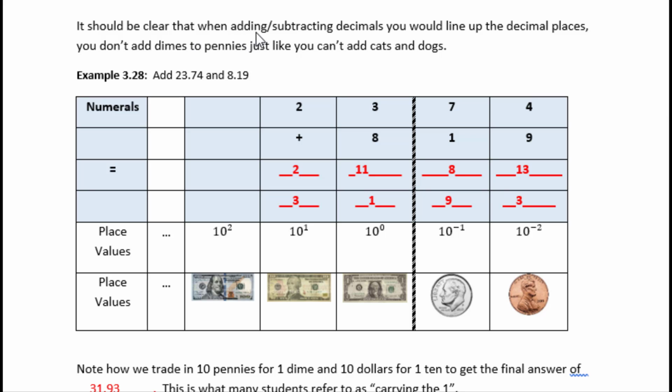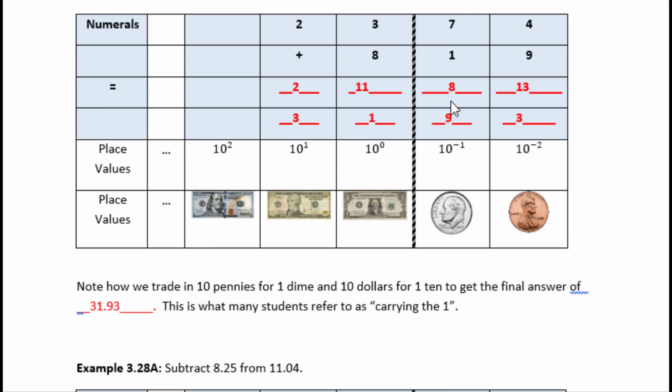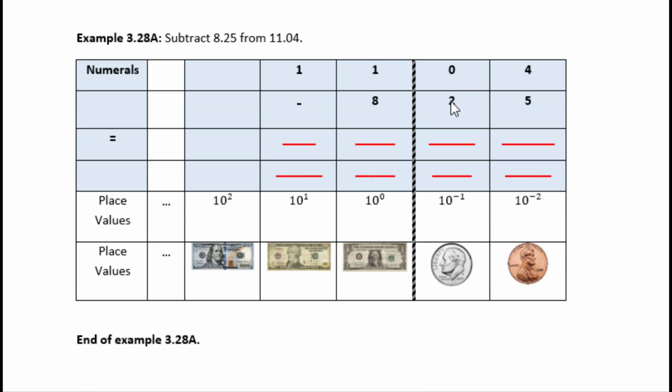It should be clear that when adding or subtracting decimals, you would line up the decimal places, right? You don't add dimes and pennies, just as you don't add cats and dogs. So there is a representation of doing addition. 23.74 plus 8.19. I'd add 9 and 4 and get 13. 13 pennies, however, is 1 dime and 3 pennies. So you would move the dime over here. This is nothing that you haven't seen before. So this one we're going to do on its own separate video.